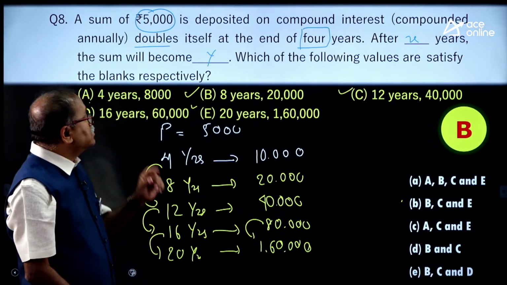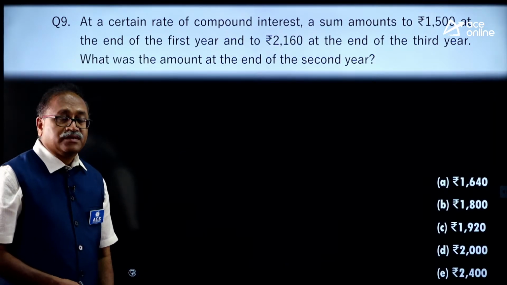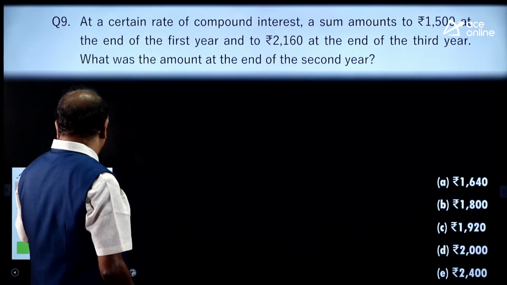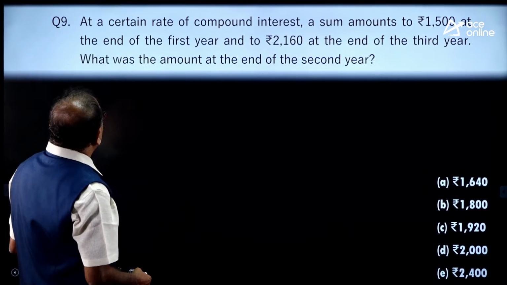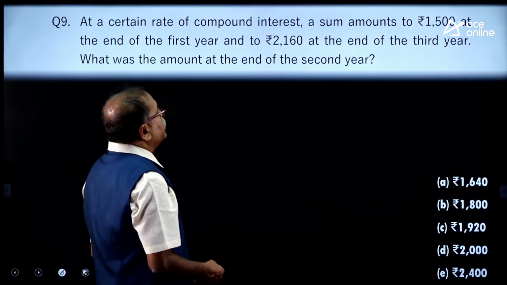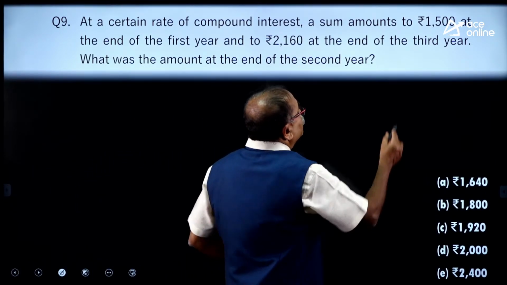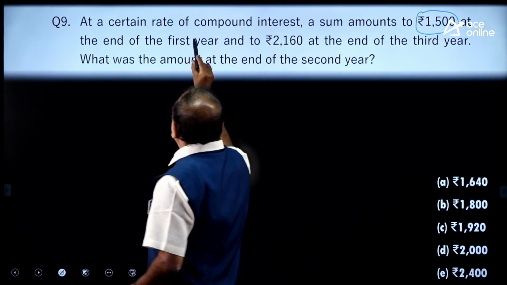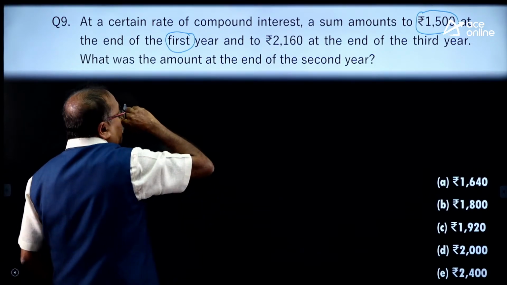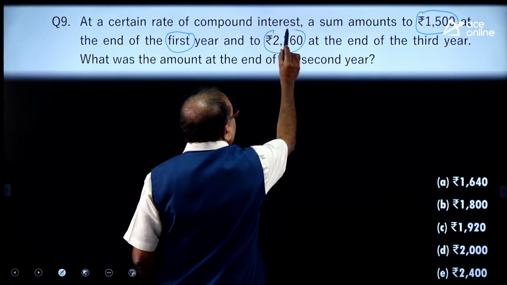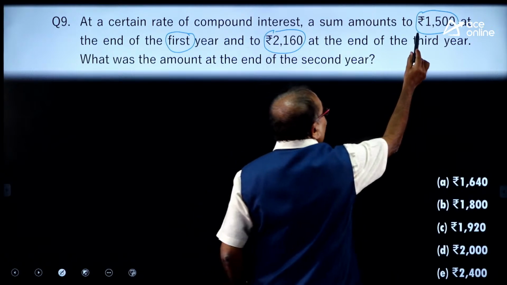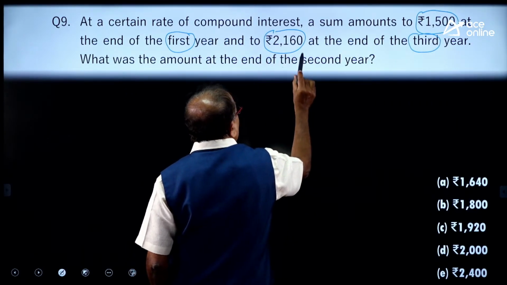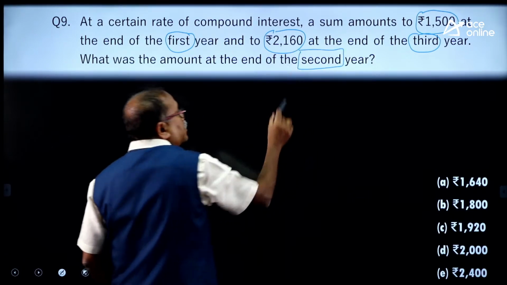Right friends, the next question on the board is this. Let us move on and read the question. At a certain rate of compound interest, a sum amounts to rupees 1,500 at the end of first year and rupees 2,160 at the end of third year. What was the amount at the end of second year?